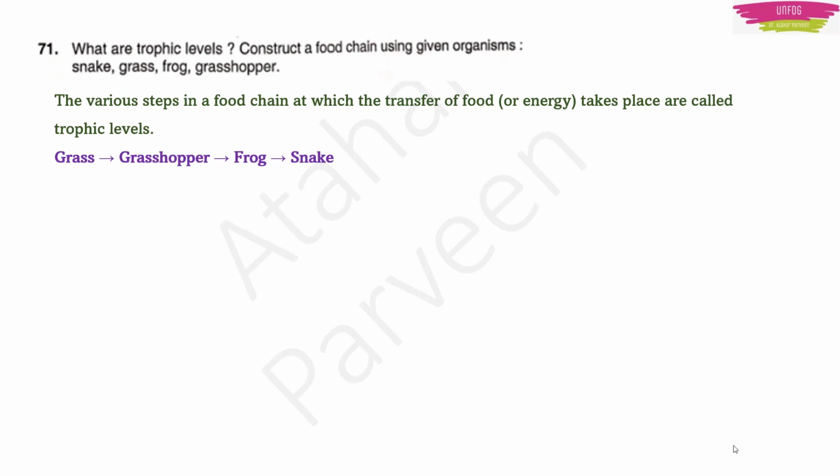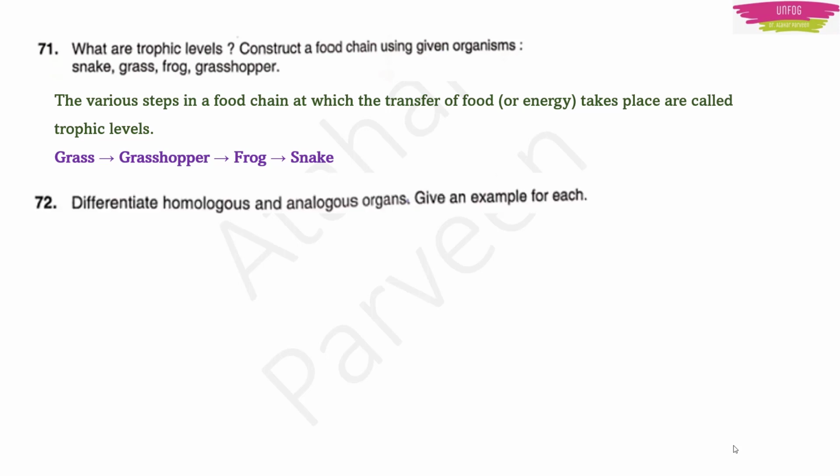These various steps are known as trophic levels. And then to construct this food chain, first is grass, which is eaten by grasshopper. Then frog eats grasshopper and snake eats frog. If eagle was given, then I would have written eagle in front of snake. Okay. Next question. Differentiate homologous and analogous organs. Give an example for each.